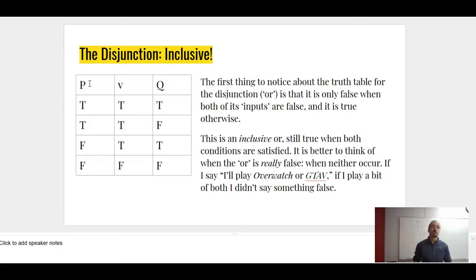This is known as inclusive or. It's still true when both conditions are satisfied. So it's not the soup or salad restaurant or. It's more like the, I'll play GTA or Overwatch and then you end up doing both. I didn't say something false. Right? When is it really falsified? Think about the falsification conditions.